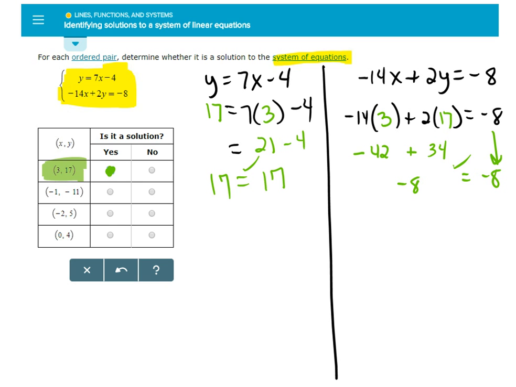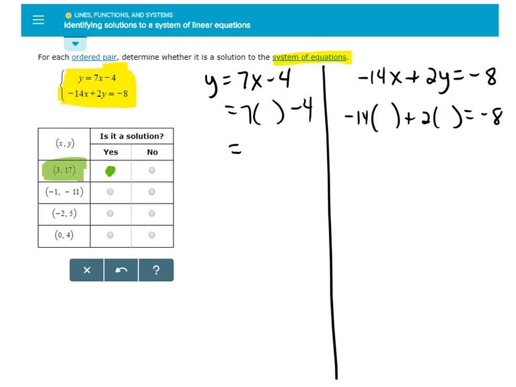And then basically you do the exact same thing for all the rest of them. So this time I'm going to do the (-1, -11). So the y coordinate is negative 11 and the x coordinate is negative 1. So 7 times negative 1 is negative 7, and negative 7 minus 4 is negative 11, which matches the negative 11 over here. It checks in the first one.